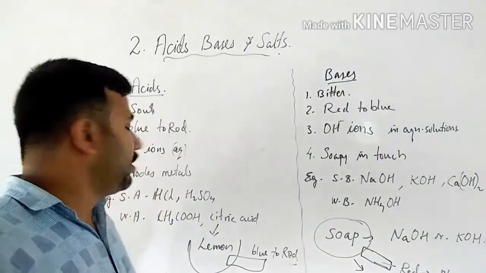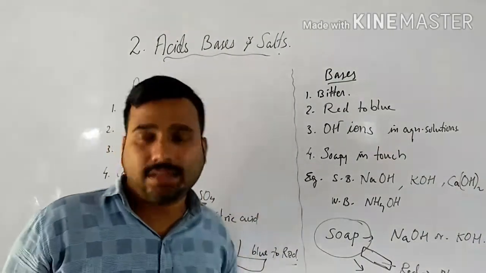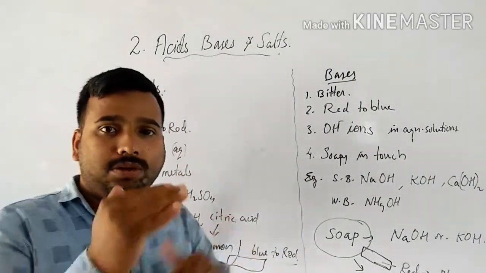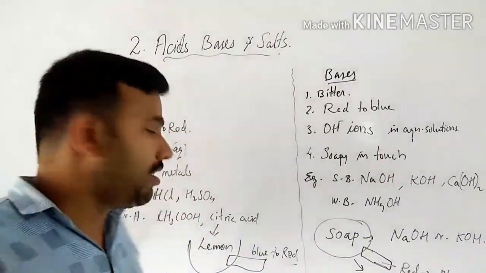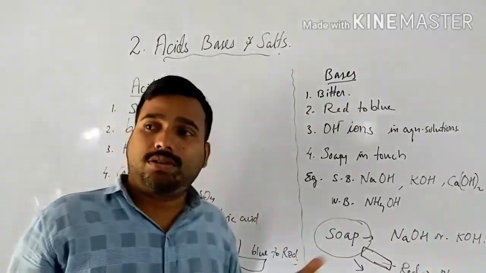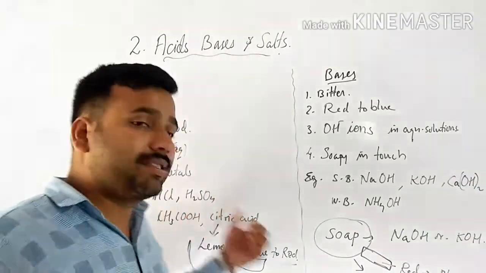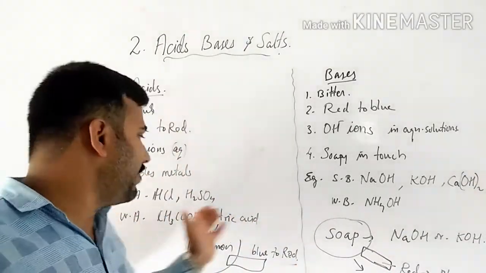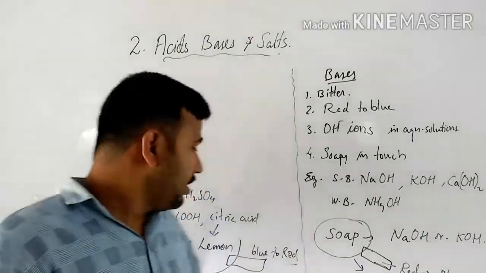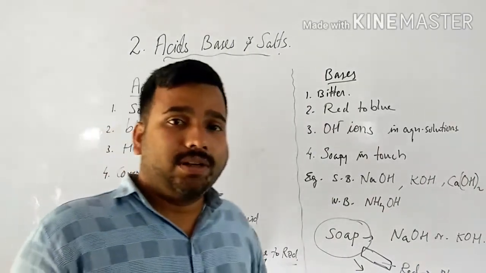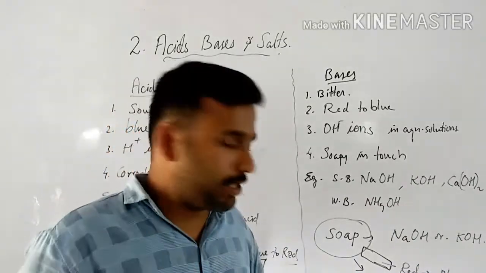The next point: acids corrode metals. Some examples of strong acids: we might have also studied two different types, one is called strong acid and another is called weak acid. Examples of strong acids are hydrochloric acid and sulfuric acid, and examples of weak acids are acetic acid, ethanoic acid, and citric acid. And similarly, the acid that is present in lemon is known as citric acid.